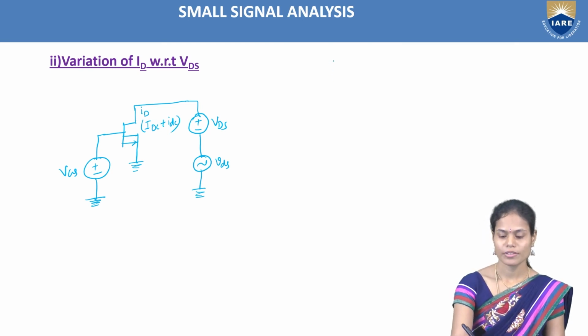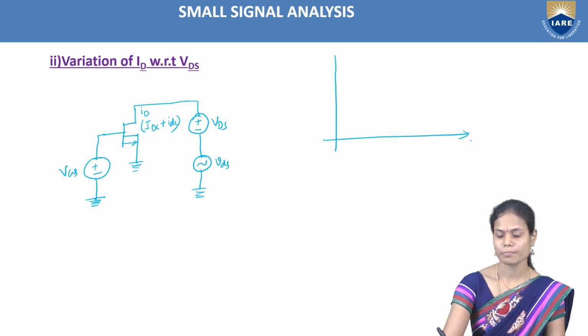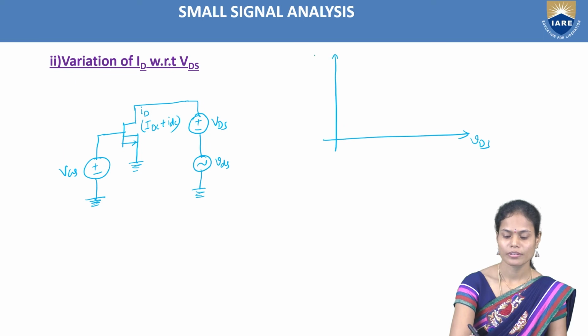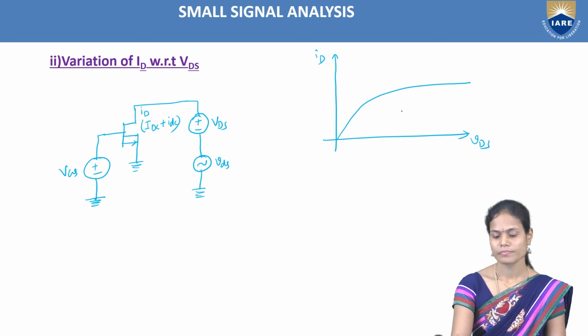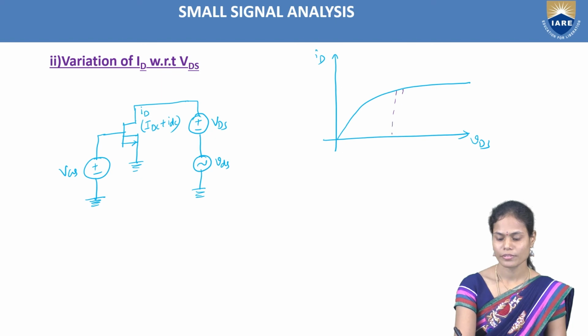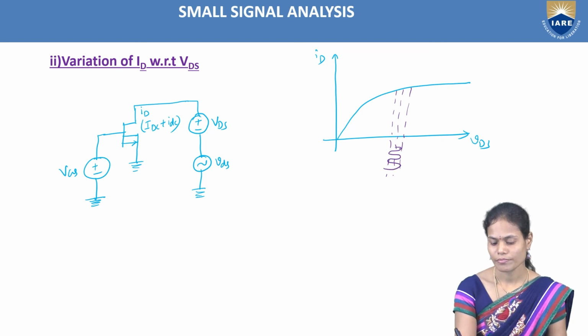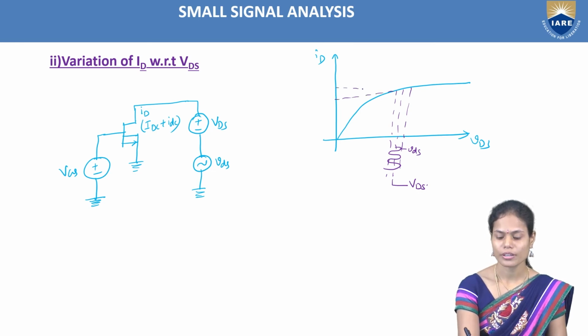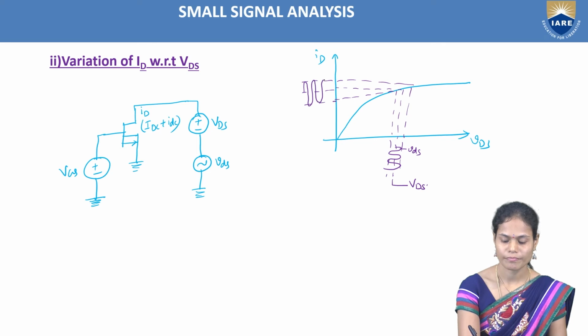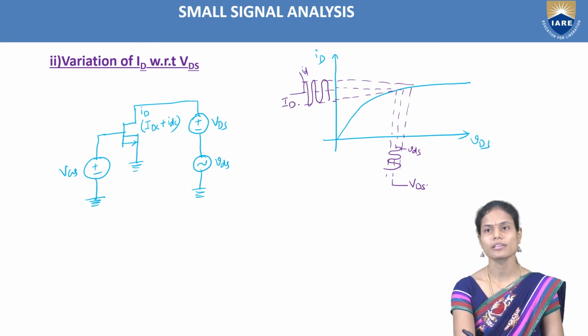So in this particular case, if we see the variation of the ID with respect to VDS, we will get the curve like this. So here, if we provide the VDS voltage, this is small VDS and this one is capital VDS. This is the signal we are providing. So we are getting the corresponding drain current, this much. This is small ID and this one is capital ID, DC as well as AC signals.